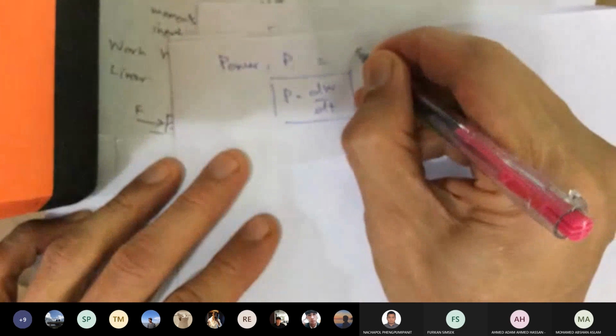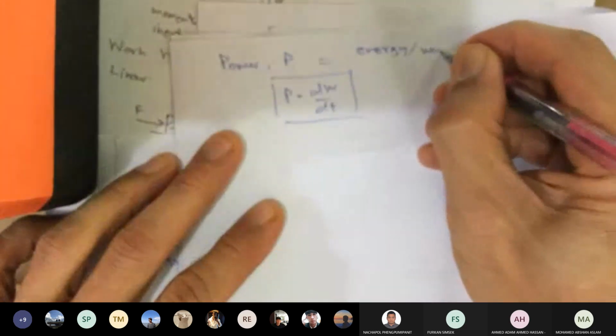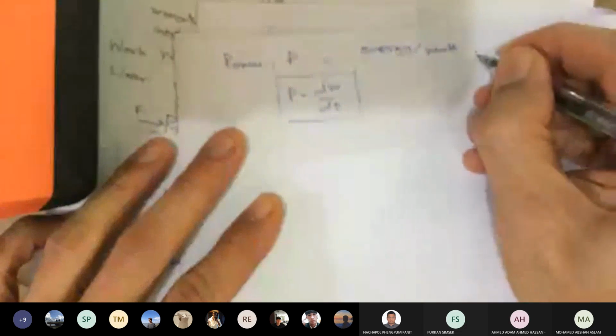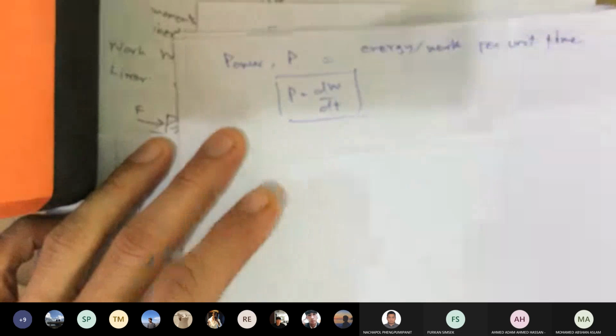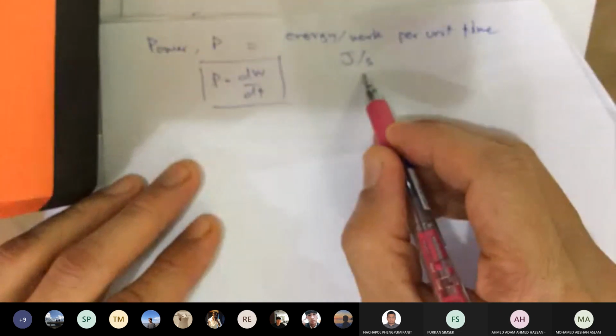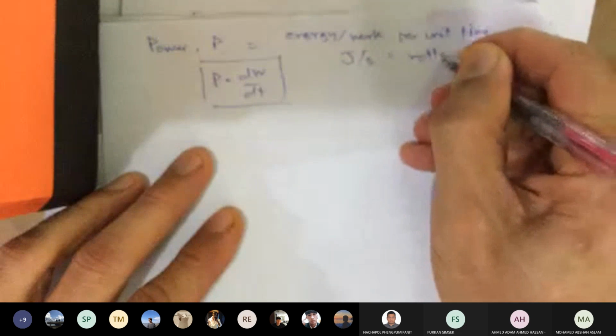So it is energy or work per unit time, seconds usually. So it's joules per second. And we don't call it like that. We have a more common name, and we honor a person again. This is also watts. That's the unit of power.